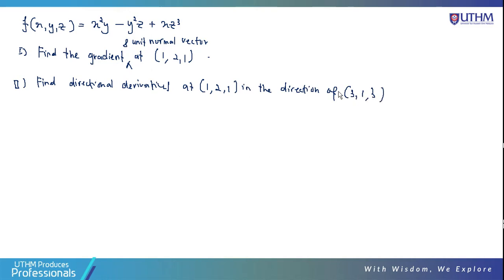x²y minus y²z plus xz³. So, find the gradient and unit normal vector at (1, 2, 1), okay. The second question, find the directional derivative at (1, 2, 1) in the direction of (3, 1, 3). Okay, that's all. So, you try to solve this question. It covers gradient, directional derivative and unit normal vector, all three that I taught just now. Okay, try to solve this one. So, thank you all.